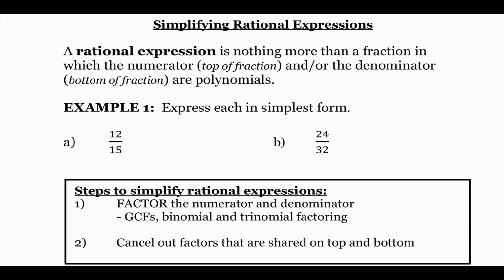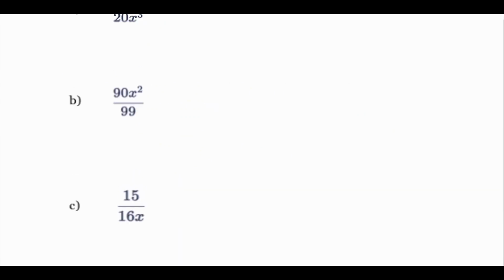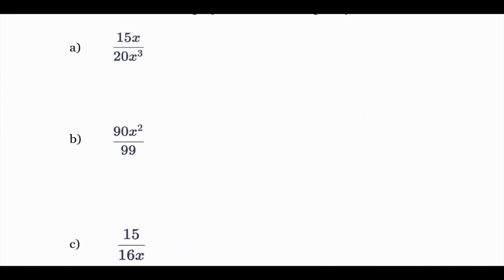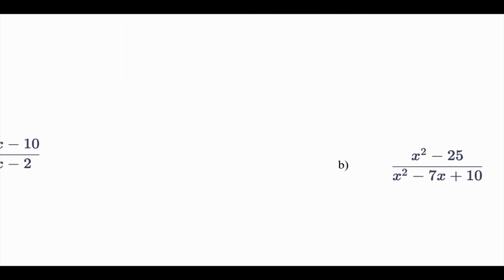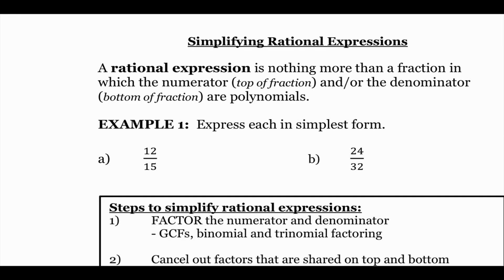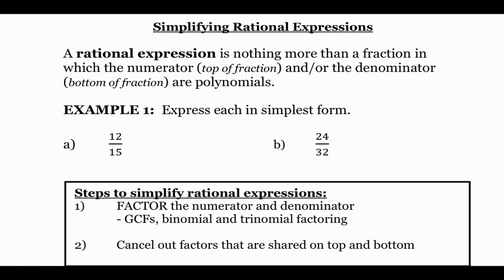Okay. A rational expression is nothing more than a fraction. It's got a top, called the numerator. It's got a bottom, called the denominator. The only difference is they're polynomials. So what's a polynomial? These guys are polynomials. These guys are polynomials. They all have variables. They're algebraic. What's algebraic? Anything that was a variable, anything that varies, anything that we don't know.